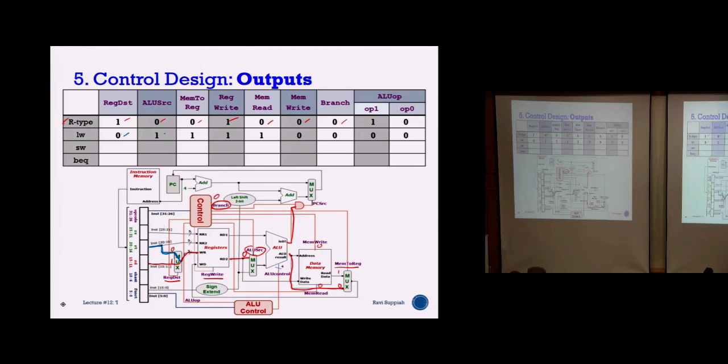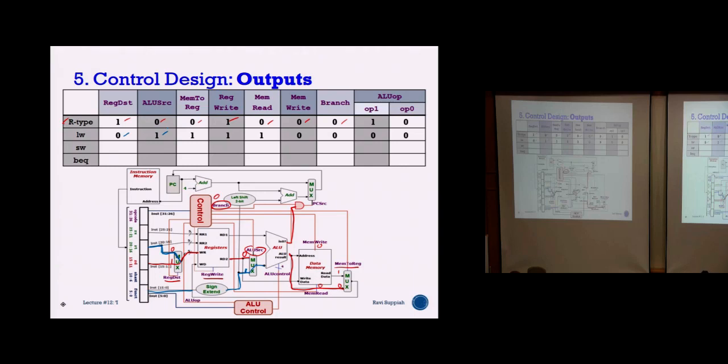Similarly, your ALU source should be 1. Why? Because in load word, you are taking the sign extended immediate value to specify your second ALU operand. Correct? So that is your ALU source.